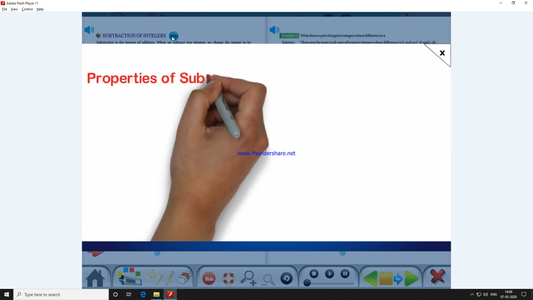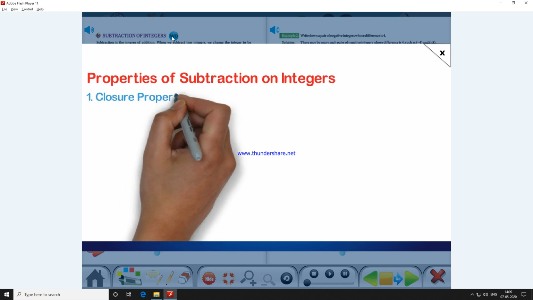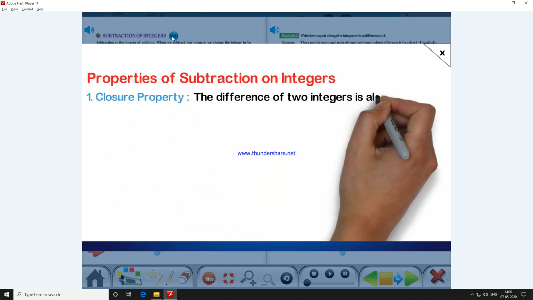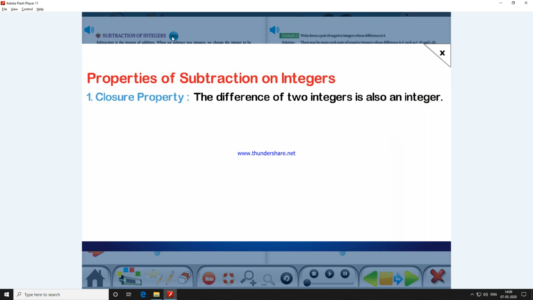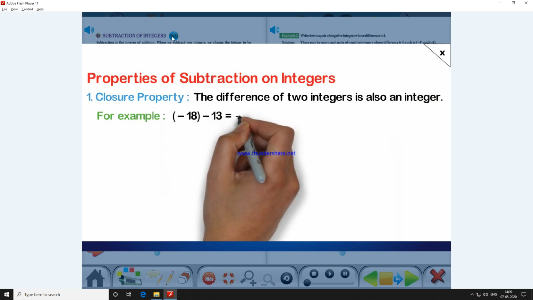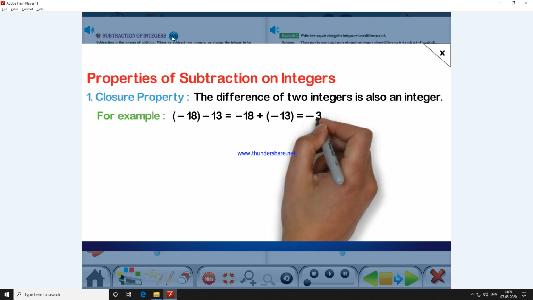Properties of subtraction on integers. 1. Closure property. The difference of two integers is also an integer. For example, minus 18 minus 13 equals minus 18 plus minus 13 equals minus 31.